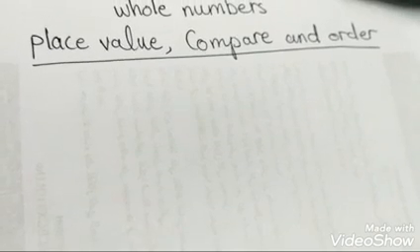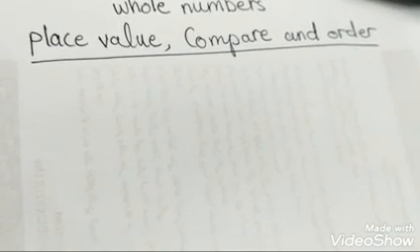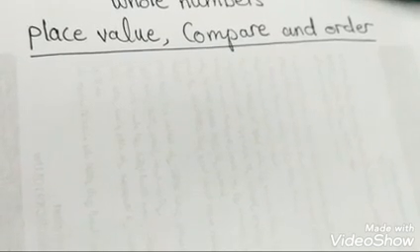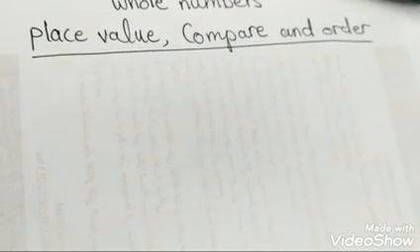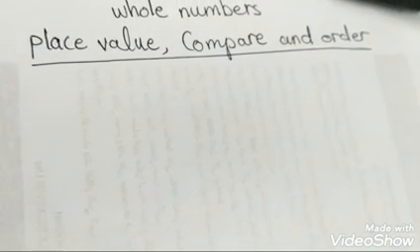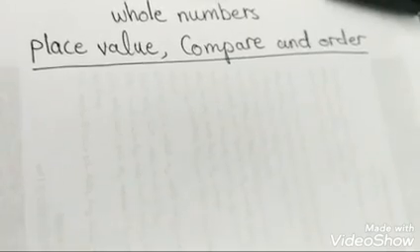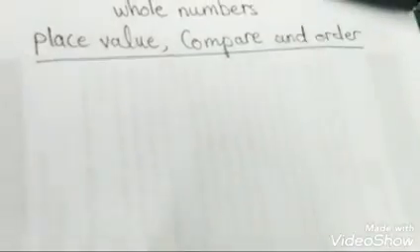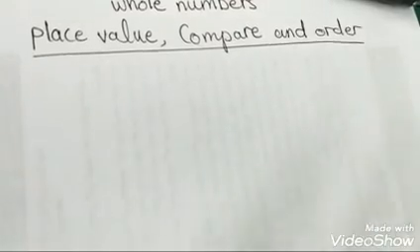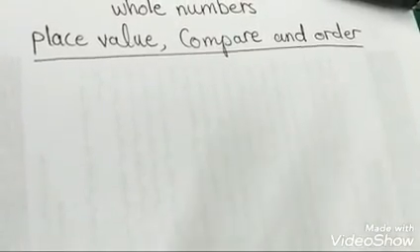Now, first of all, of course, math is talking about numbers. These numbers consist of some digits. These digits, we have whole numbers, which have a place value and a value. What is the difference between the place value and the value? We are going to know now.